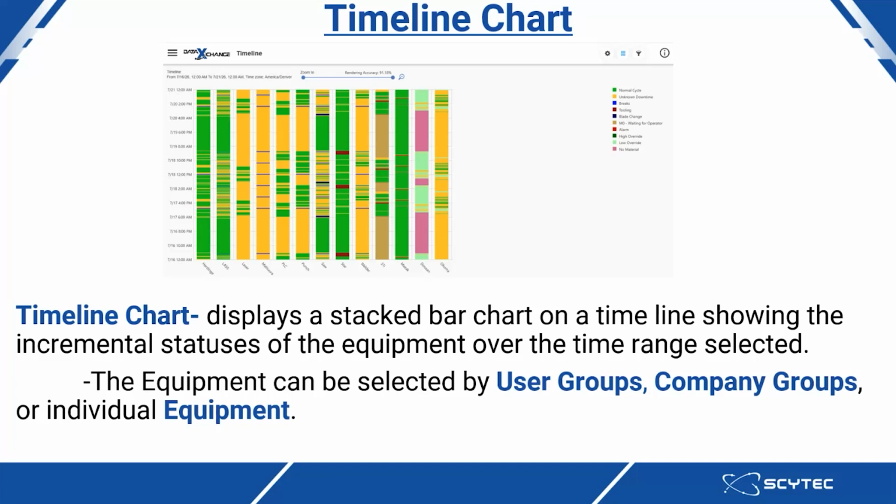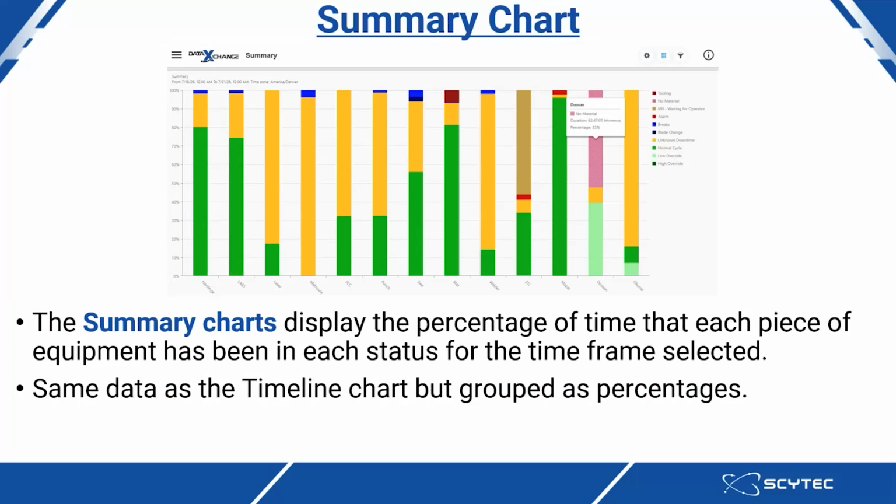So the image that you see there is from the timeline chart, and it shows you all of the reported machine statuses over the time frame that is selected by the DataXchange user. And we have all the equipment going there from left to right, including a hard-edge machine, a Masura, a PLC, and more. And then also piggybacking off of that, we have the summary chart.